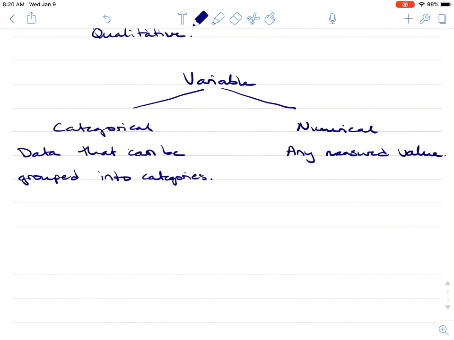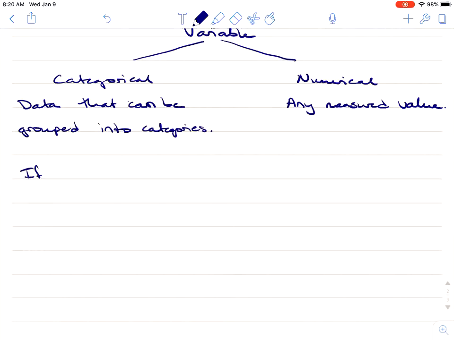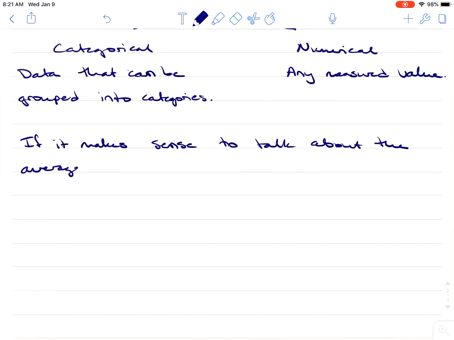A quick check that you can do is, if it makes sense to talk about the average, it has to be numerical. We can't talk about the average category or anything like that. And so if it makes sense to talk about the average, it'll be numerical. So if it makes sense to talk about the average of a variable, it is numerical.